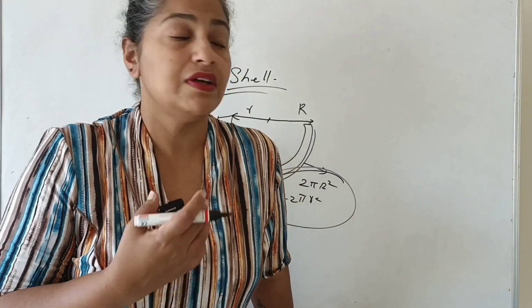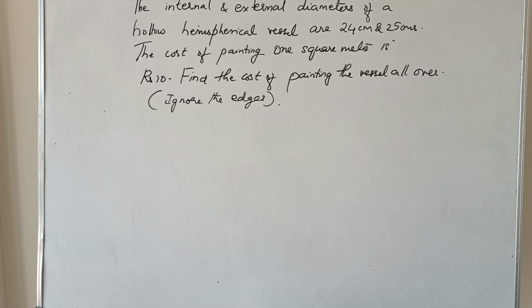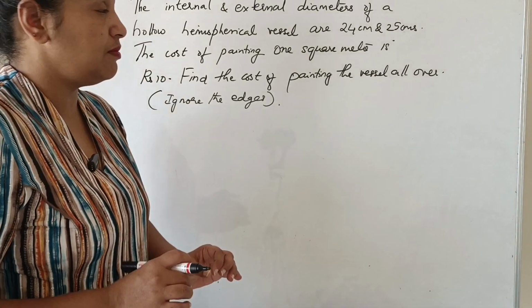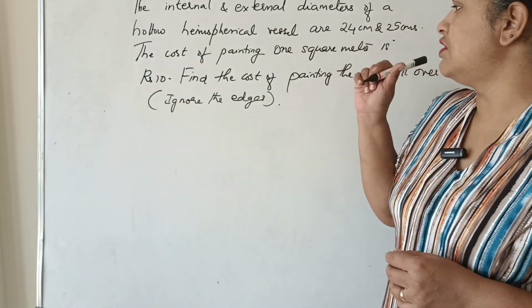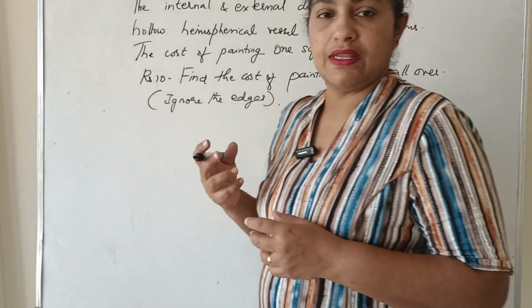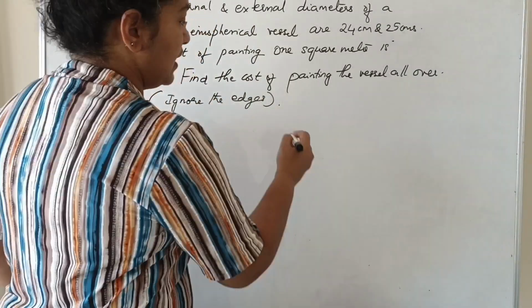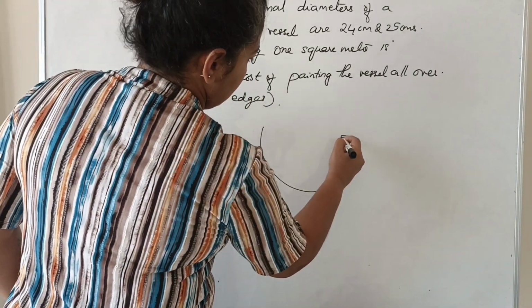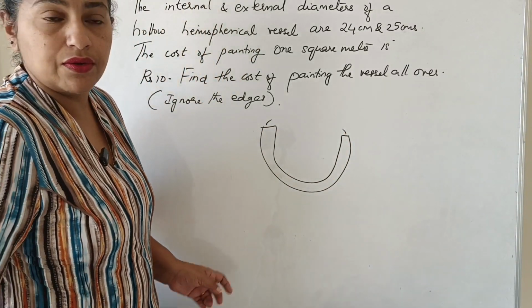Let us do a few sums with respect to the shell. The internal and external diameters of a hollow hemispherical vessel are 24 centimeters and 25 centimeters. The cost of painting 1 square meter is given to be rupees 10. Find the cost of painting the vessel. And they have also told you to ignore the edges. So edges means this is our shell. This part they have told us to ignore.